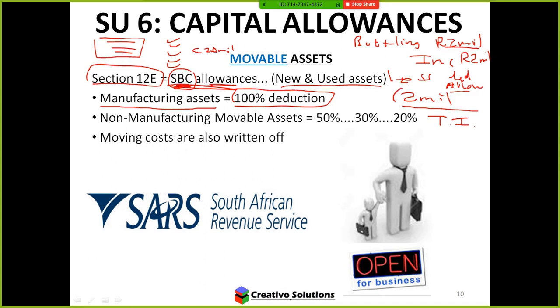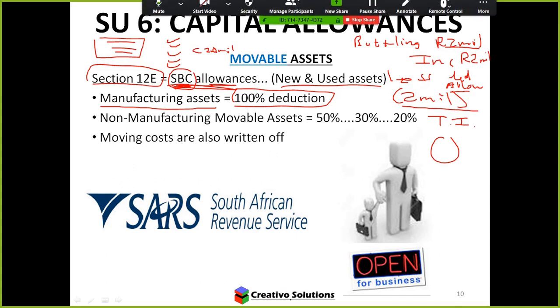Okay, and then you've got this 2 million rand asset that you purchased. How much tax are you going to pay in that year? Zero, nothing. You'll keep that 2 million for yourself, basically. Do you see the benefits? Yes. Okay, and that's why capital allowances are so important.